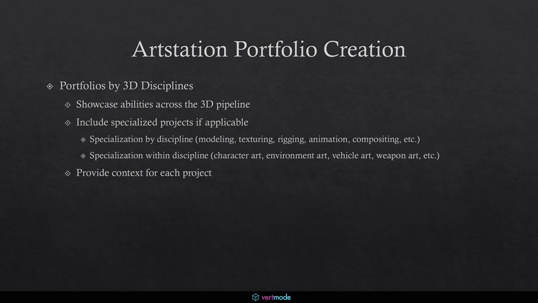So let's talk a bit about that. We have specializations by discipline. That's going to be the different points in the pipeline we looked at: modeling, texturing, rigging, animation, compositing. All of those are separate camps that are their own job title. So you might go for a 3D modeling job title. You might go for a texturing artist job title. You might go for a rigging job title. You might go for a character animator. Those are all separate disciplines.